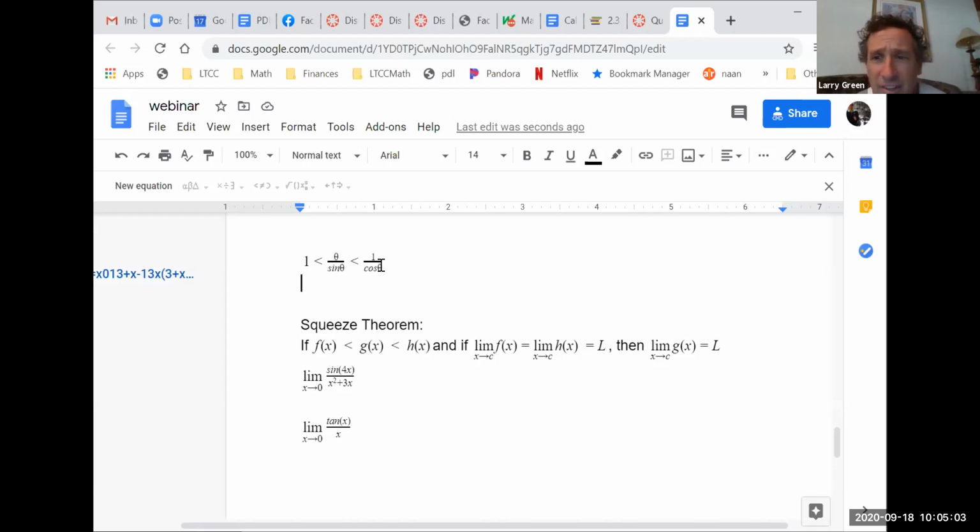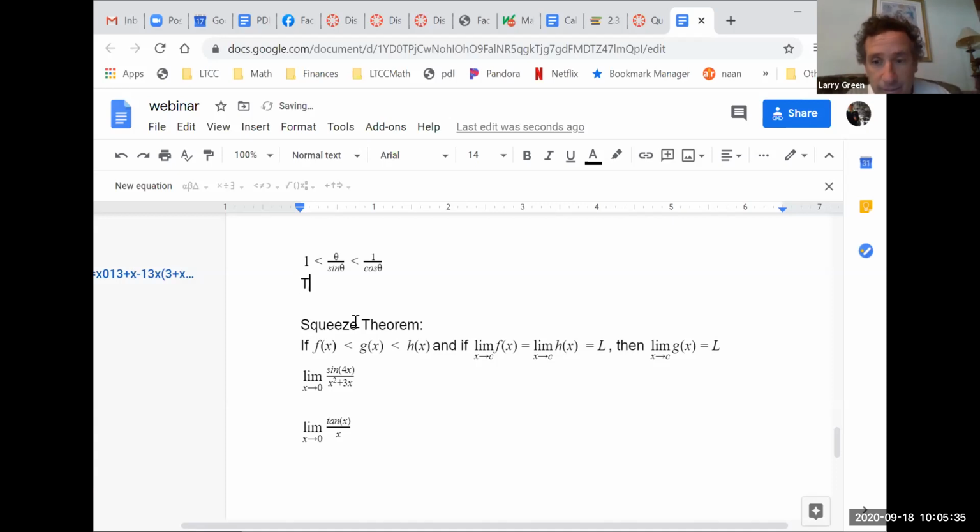What about 1 over cosine theta as theta goes to 0? What's that going to be? 1. That's going to be 1 also. Cosine of 0 is 1. 1 over 1 is 1. So guess what? We have the squeeze theorem. Because remember, if you plug in 0 in the middle, you get 0 over 0. And good luck trying to find algebra to do. Do you agree? But we can use the squeeze theorem, and this is important.